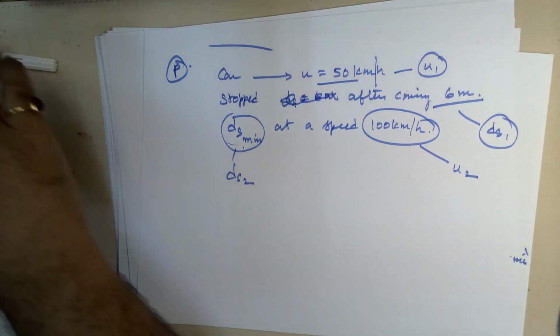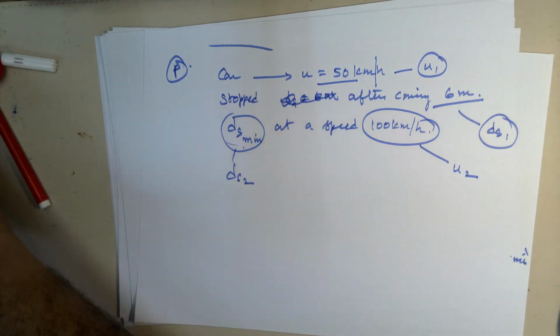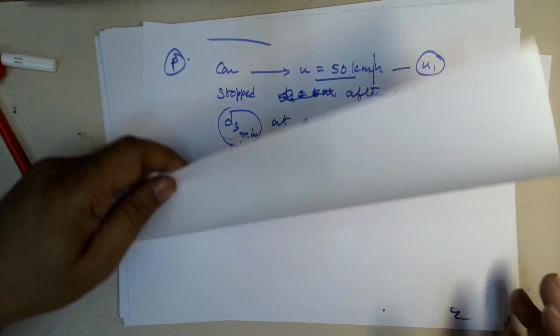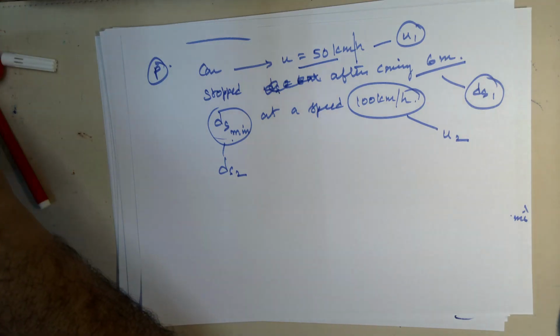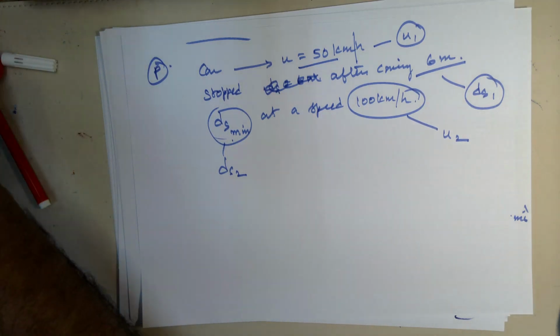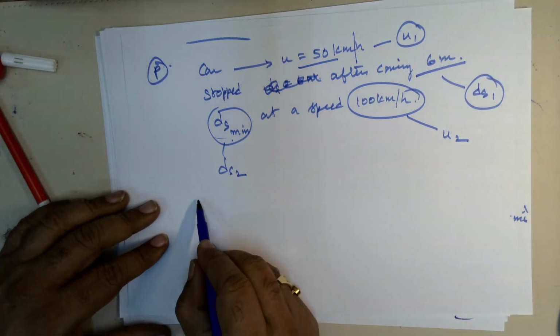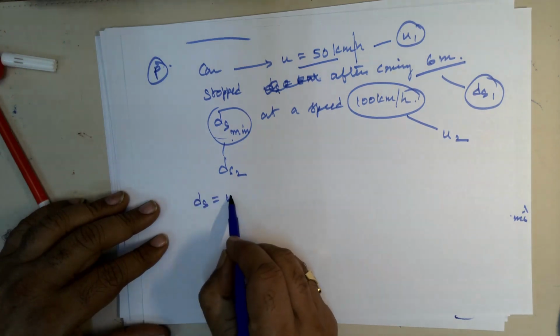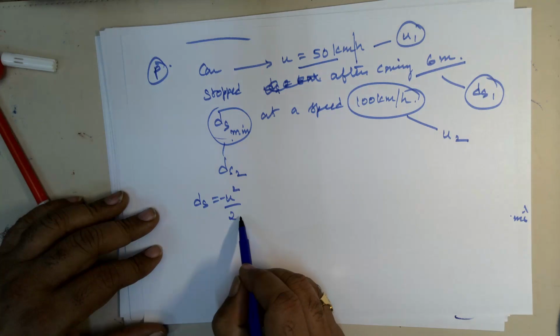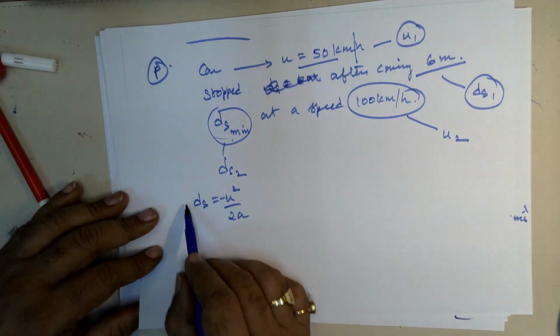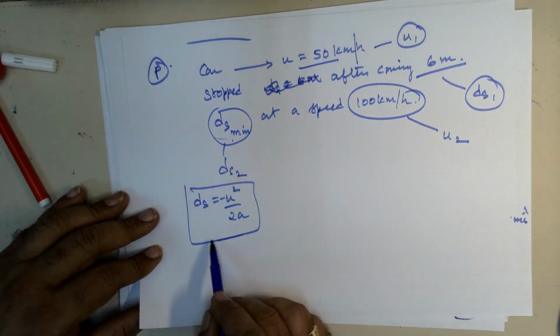You know the stopping distance formula, what is that? Just apply that one. DS is equal to what? Minus U squared divided by 2A, right? Now let me study this as case 1.